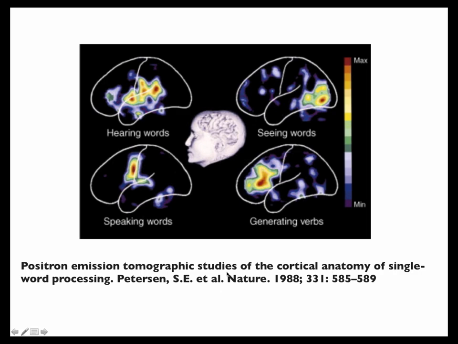These were some of the first brain activation studies. Notice I didn't talk at all about activation up until now. In these studies, subjects were either hearing words, which gives auditory cortex activation, seeing words, visual cortex, generating words, which is Broca's area, and speaking words, which gives the motor cortex. This was published in Nature in 1988.